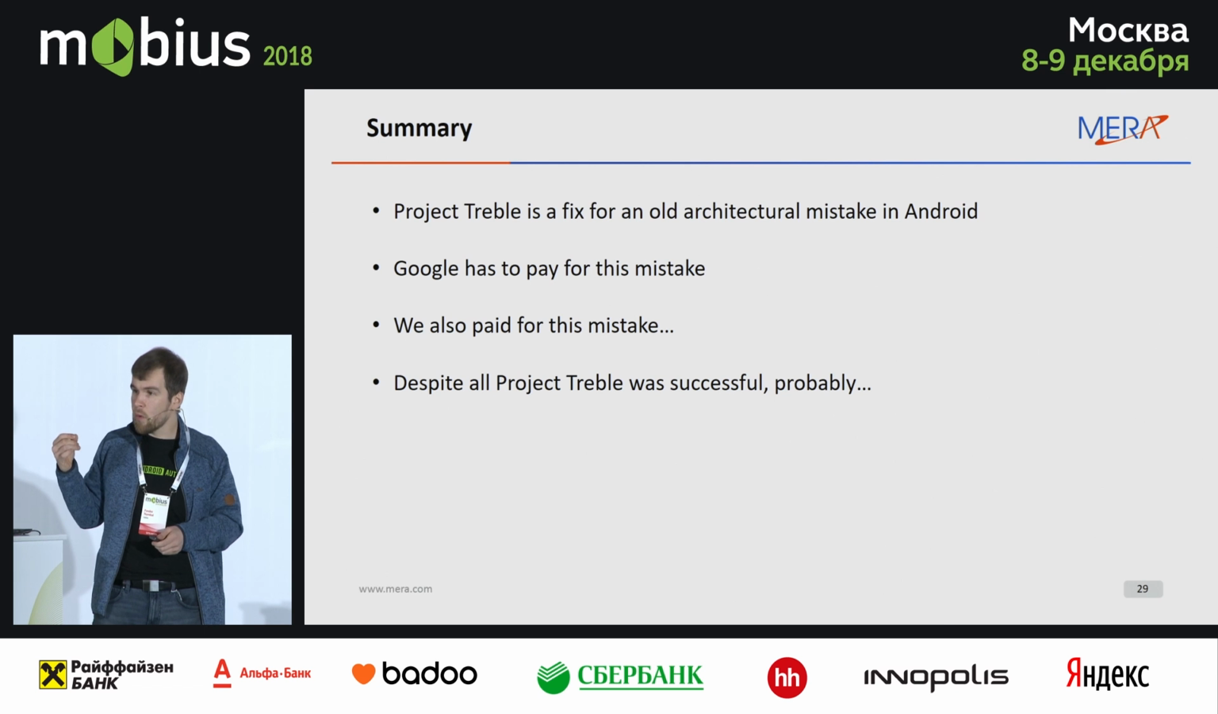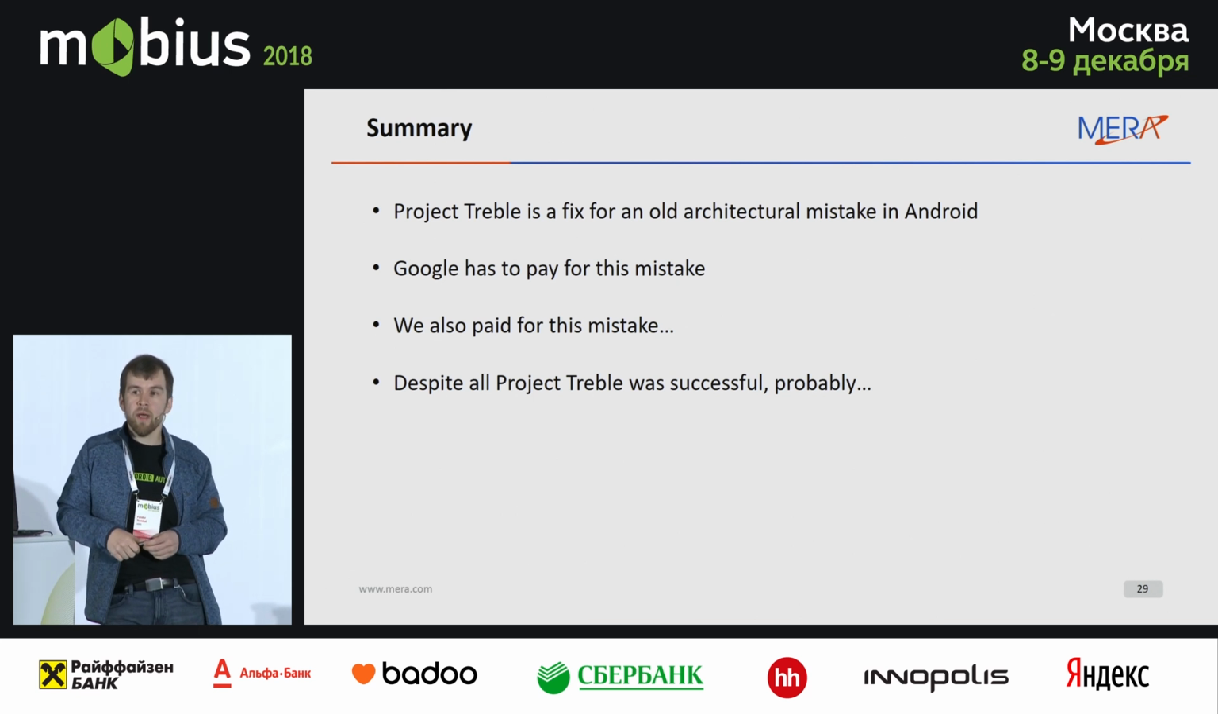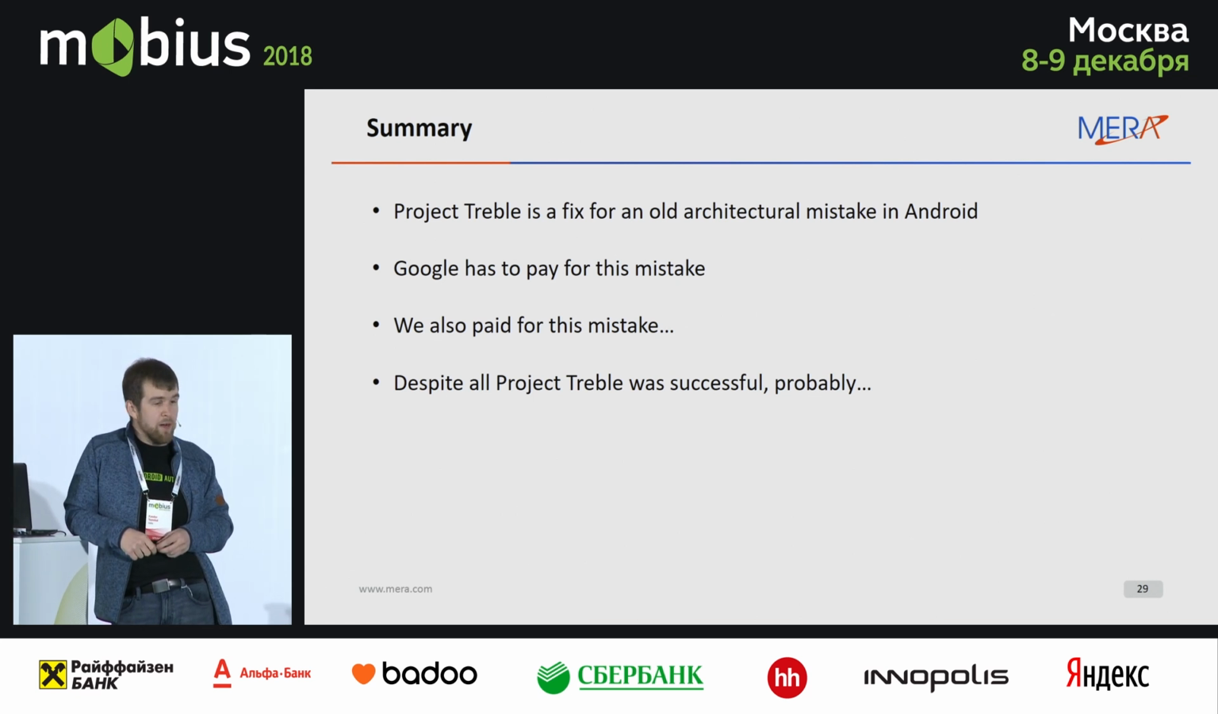But from the business perspective, you need to understand that their goal was to have devices upgradable to the latest version of Android for 4 years. That's the target they set for themselves. And it's only been a year, a little more than a year, but still not enough time to say if they succeeded or not.